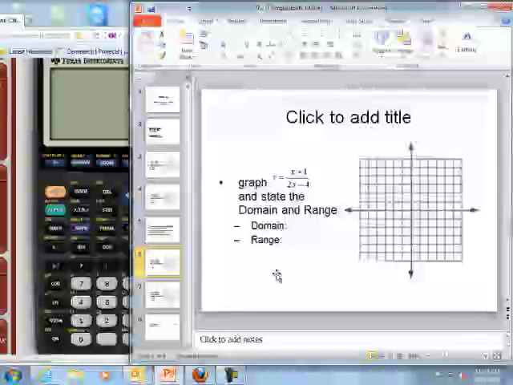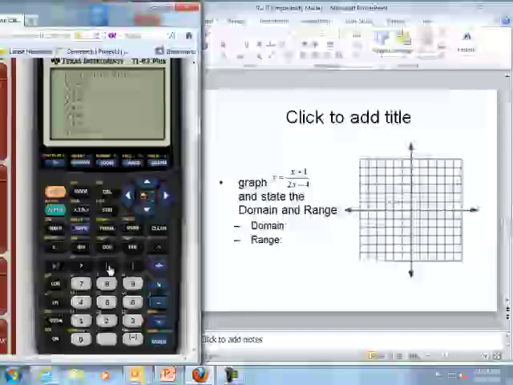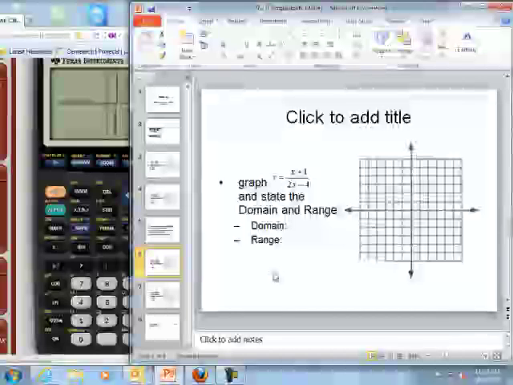So for these, our equations have x's on both top and bottom, so that means when we put them into the calculator, we need to be careful with the way that we enter. I need parentheses around x plus 1, and then divide that by parentheses around 2x minus 4. Then we still need to think about the asymptotes by hand here.